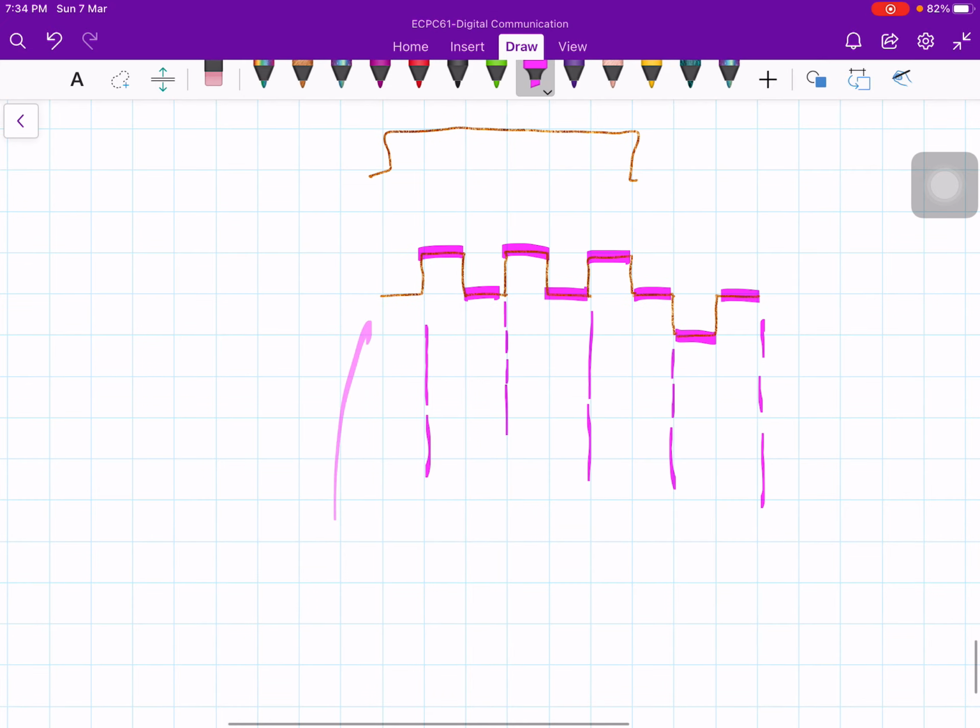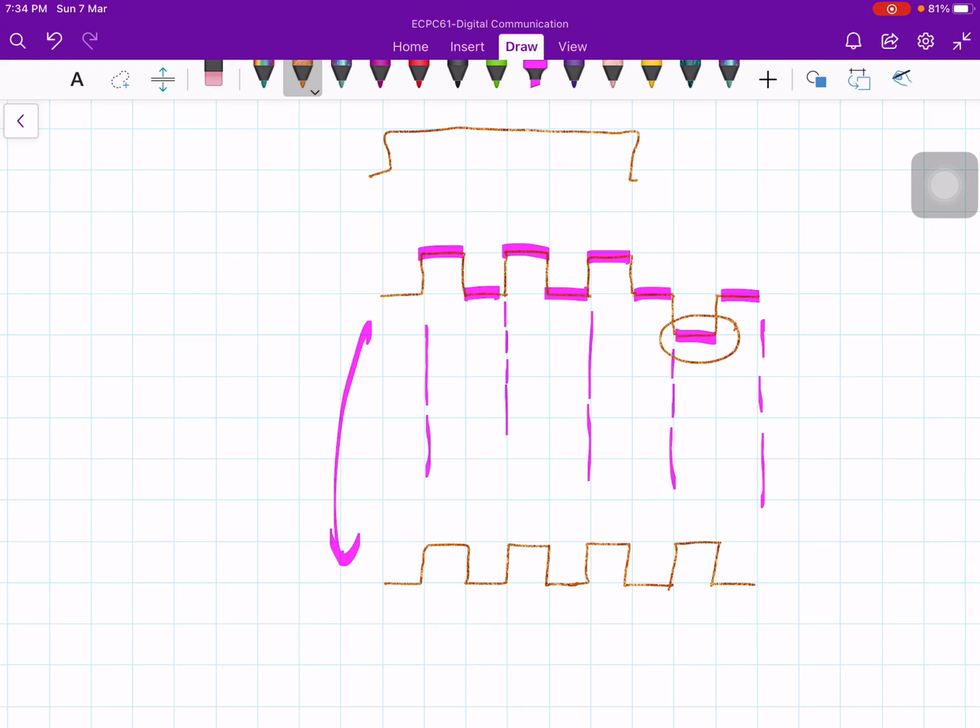If you rectify this, what will you get? No problem, but this negative portion will become the positive portion. Now there is a regular 0 crossing, right? It comes to 0 at this point, and you can recover the clock.